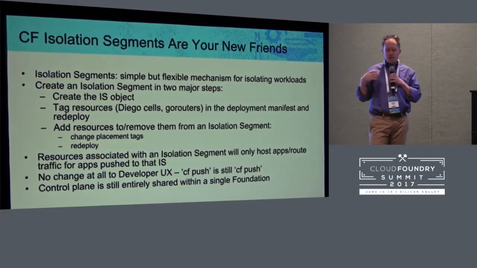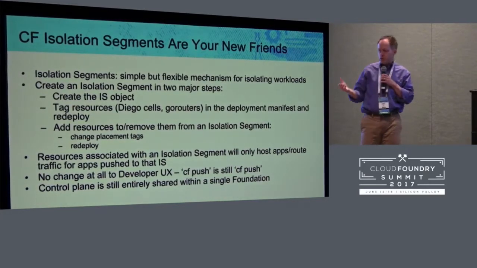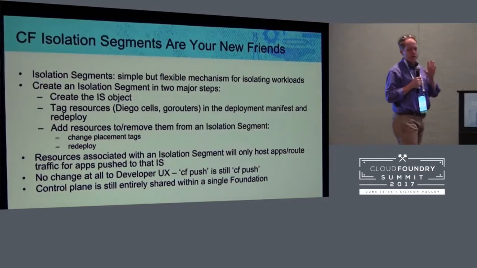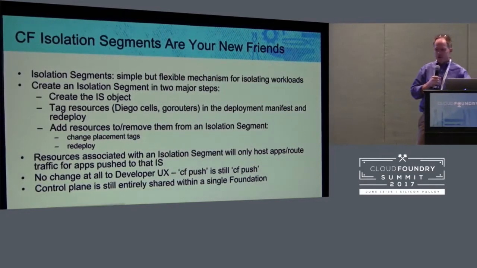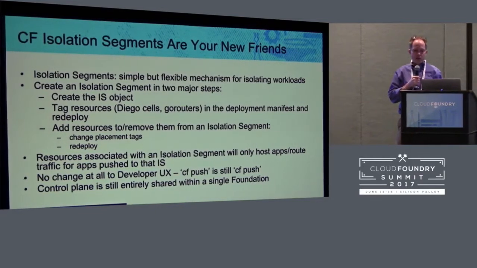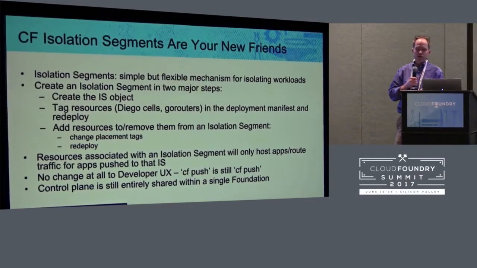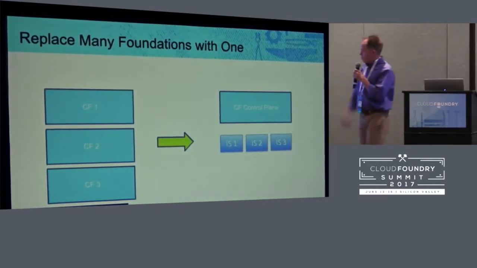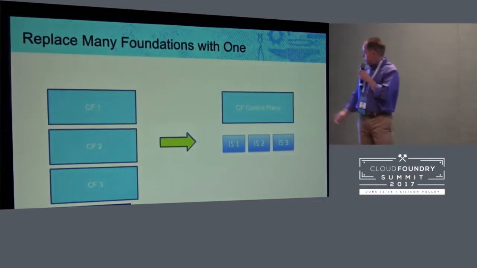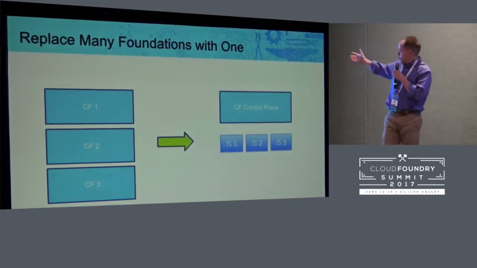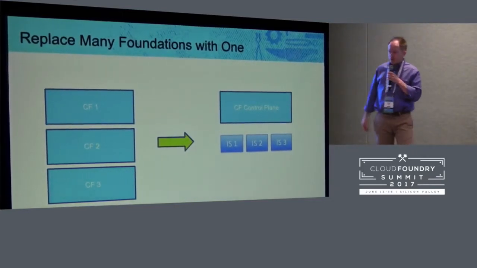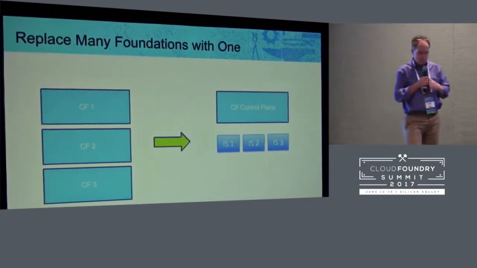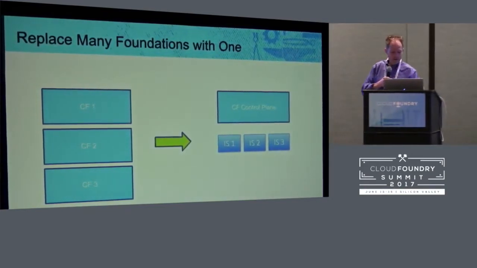This becomes expensive and complex, not just in terms of the resources used, but operationally, it's hard. So we wanted to share as much as possible. We've pushed the shared control plane as deep into the stack as we can. At the end of the day, really everything but cells and Go routers is shared. Just to make this clear, before we had many foundations, and then we had one control plane with isolation segments, and you can tell because the boxes are smaller that they're much simpler. That's a direct correlation, known fact.